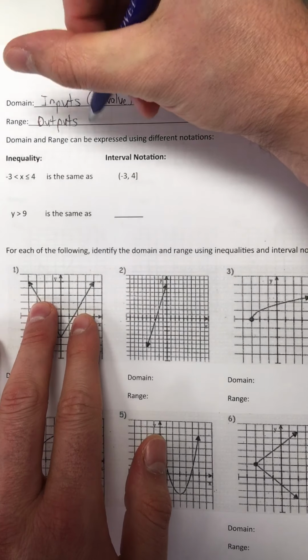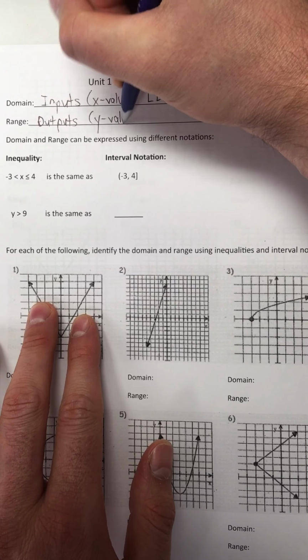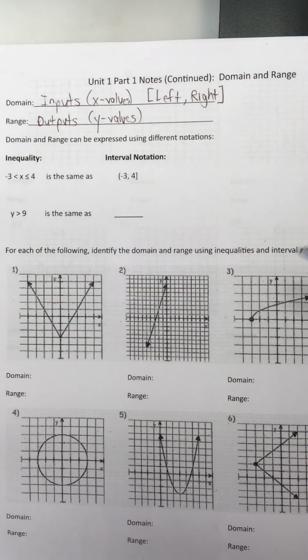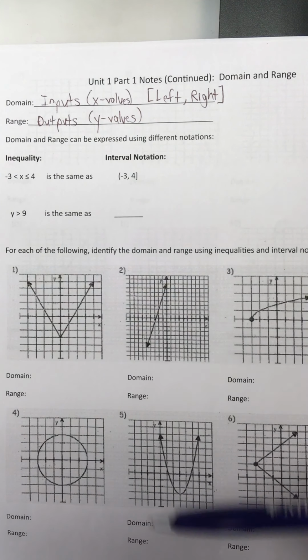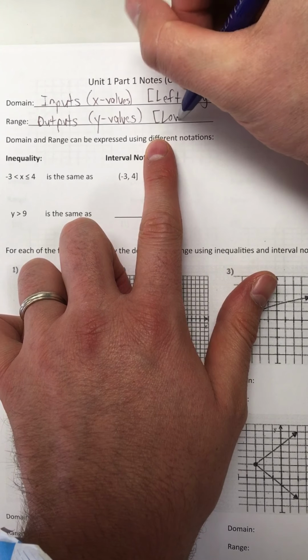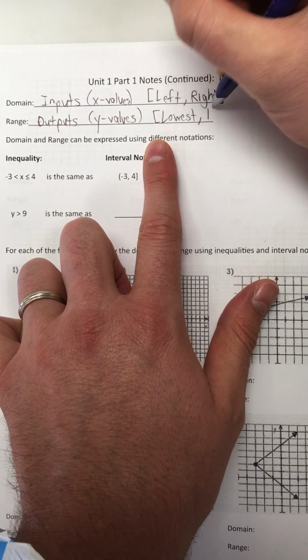So the range is the outputs. For the range, we're talking about the y values. I guess I should put an S on that. All right, and then the y's go which direction on a graph? They go up and down, but when we list these, we always list the lowest first, the lowest that it goes, and then the highest.